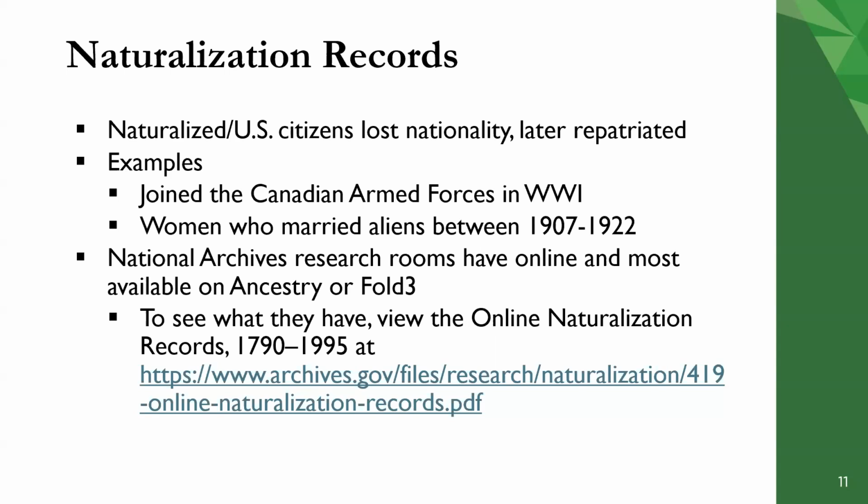Not all of the naturalization records are online, but you can contact or go to the National Archives website to see what they have. Sometimes you can actually go to one of their branches and view the information there. And there's the website there, so you can take a look at what records they have between 1790 and 1995.